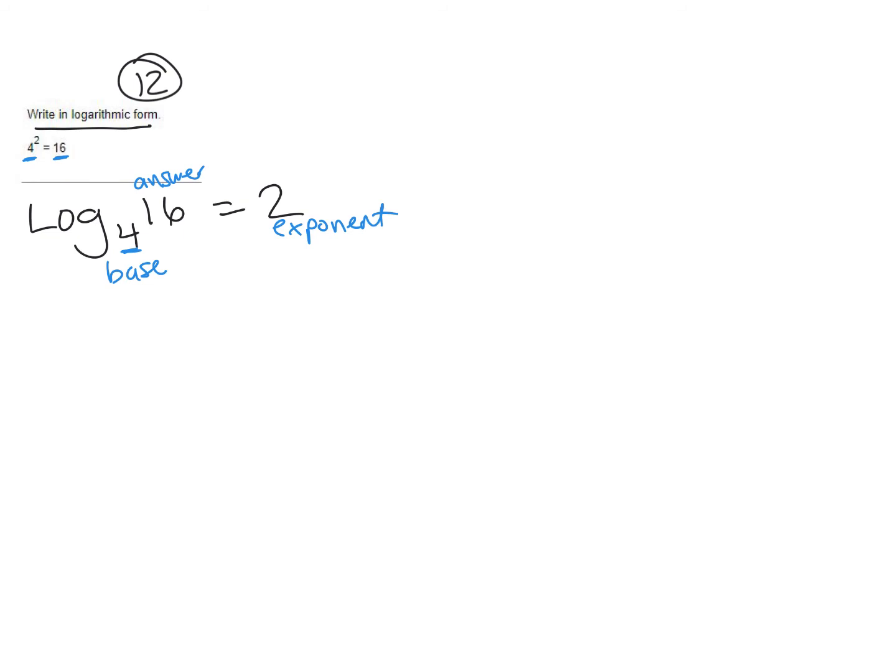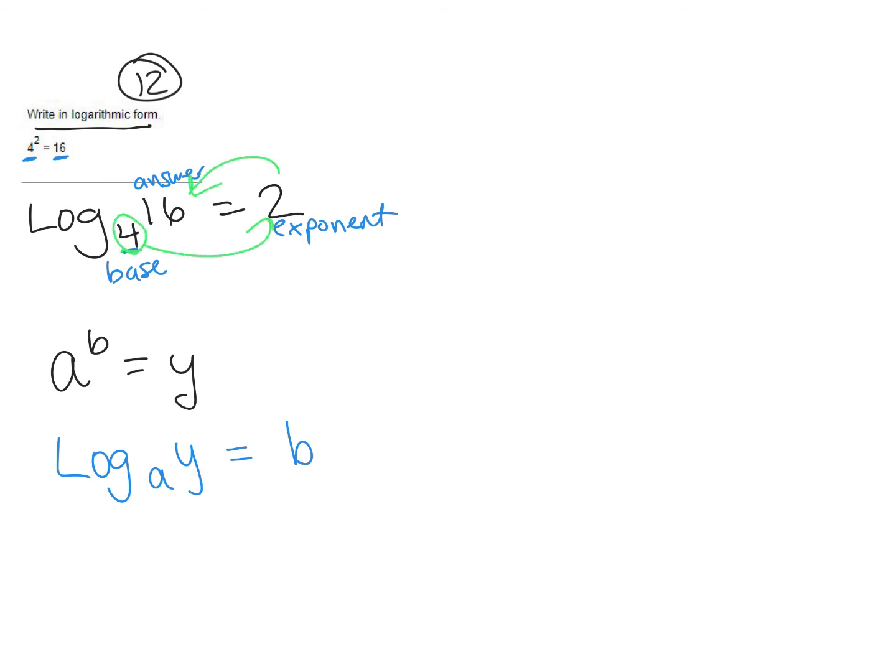So if I gave you another one, like a to the b is equal to y, and you wrote this as a log, you would have the log of y base a equals b. And what's cool is whatever you think it is, you can always write it in the opposite form. So I would start with the 4, and then it would be 4 squared equals 16, and then this would be a to the b is equal to y. So you can always write it in one form and then redo it in the opposite form and see if that's a match.